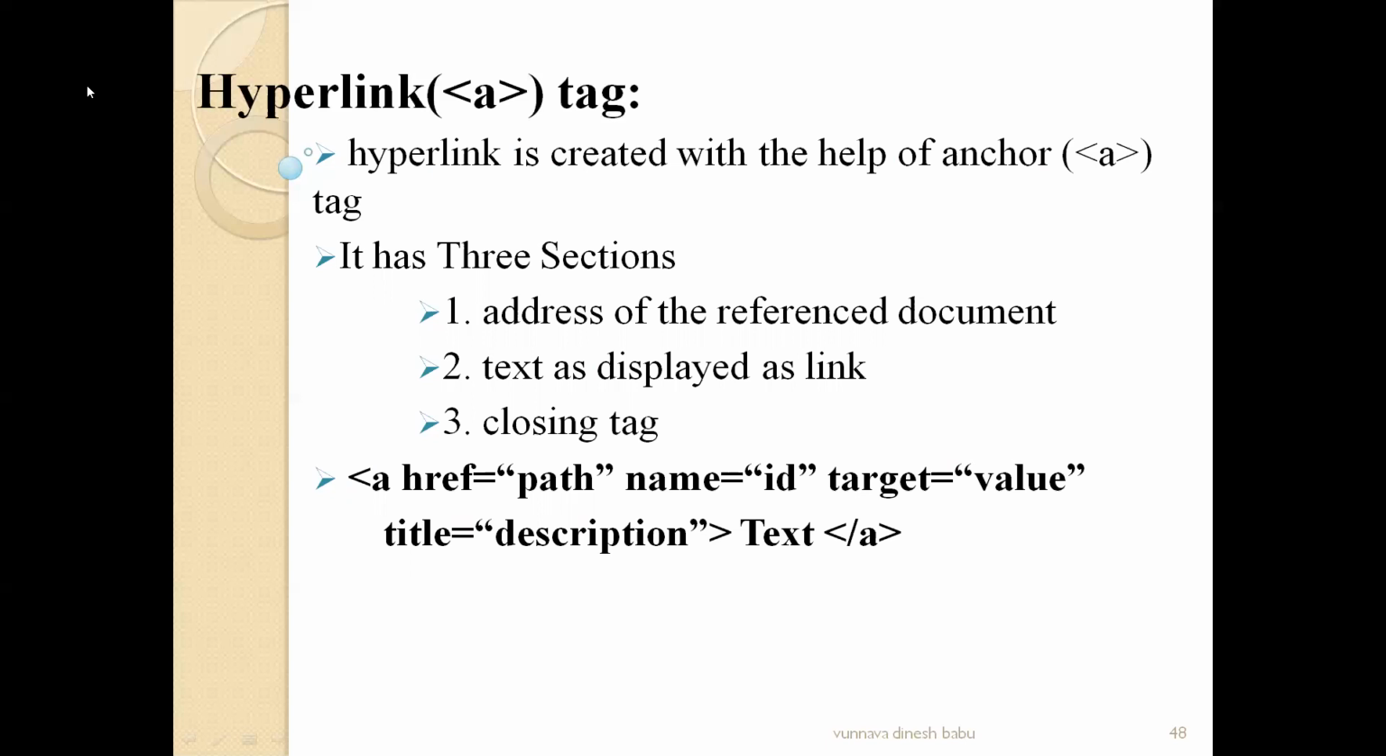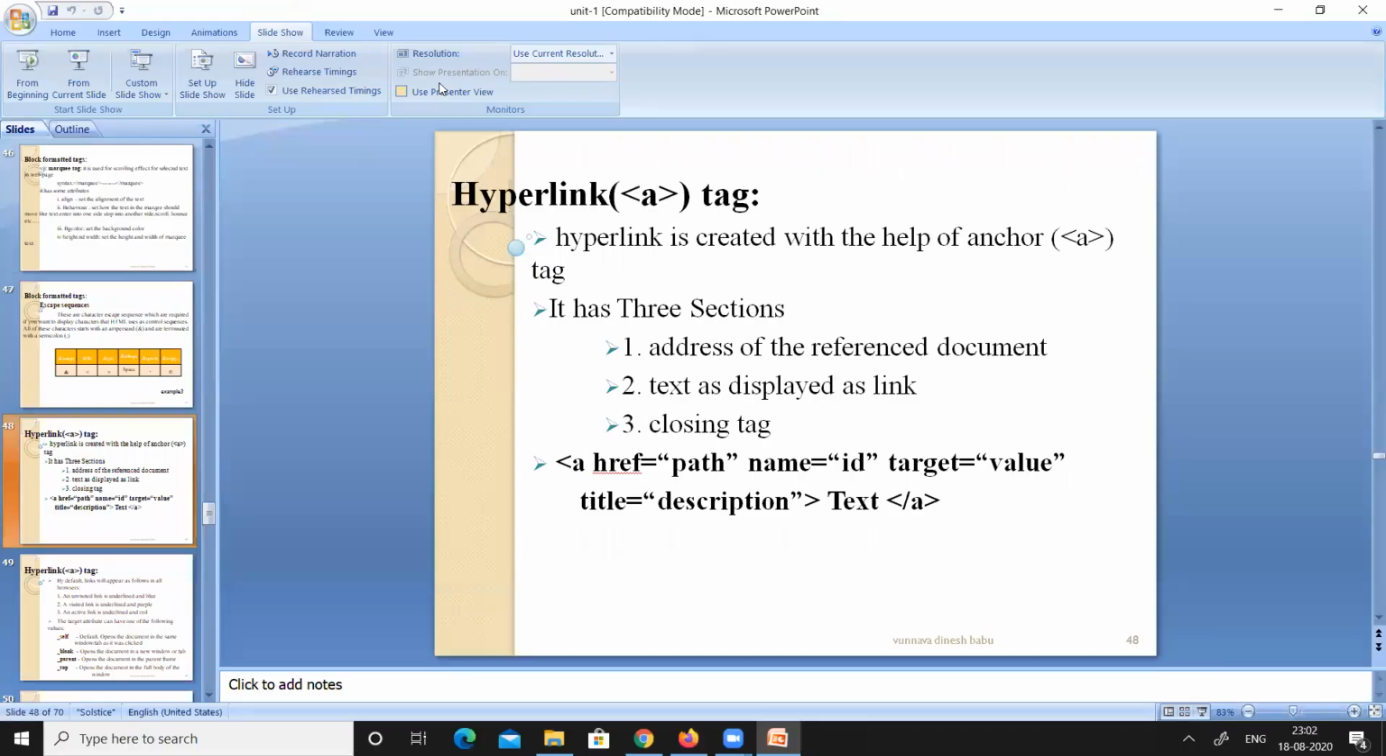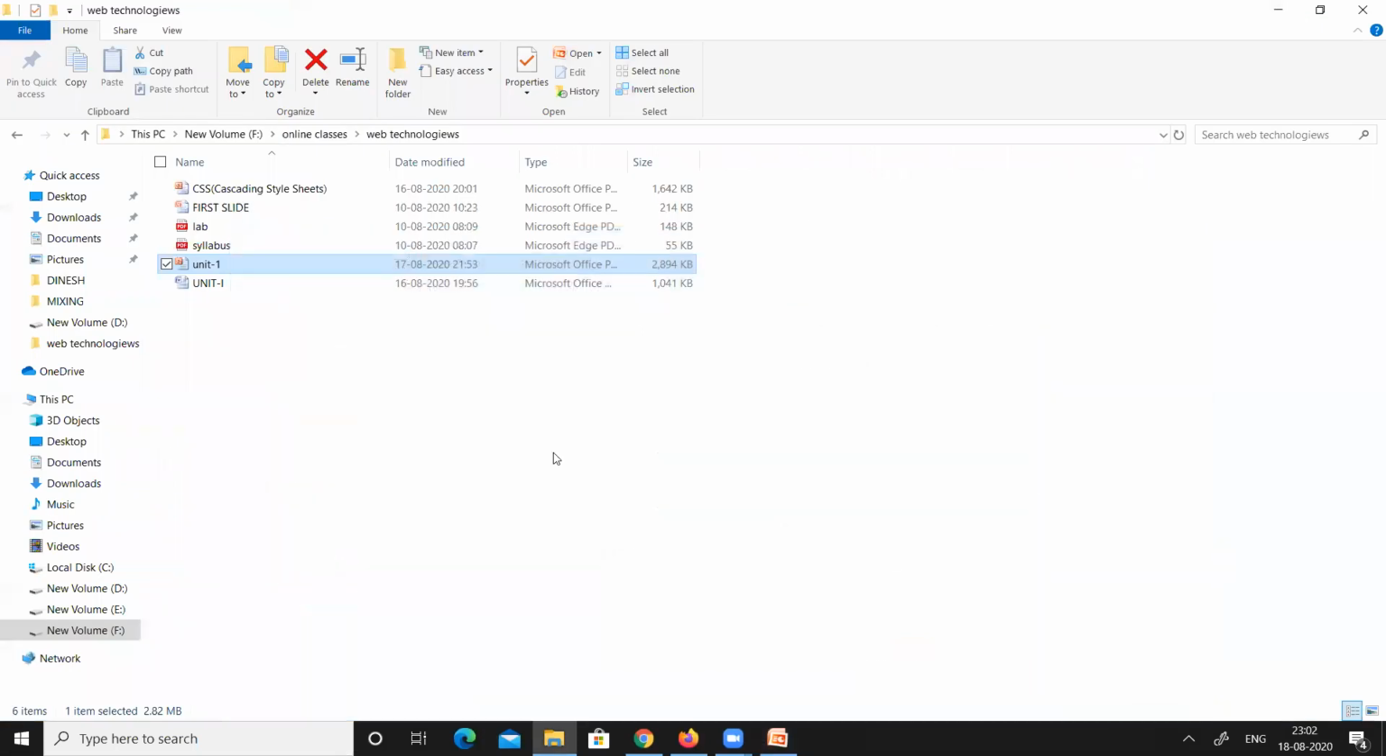And then text, the thing which we want to appear as a link should be given as text, and then the closing tag. So this is the basic syntax. So let us write a simple program regarding this hyperlink.